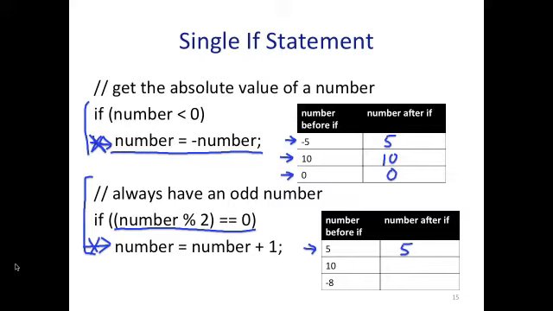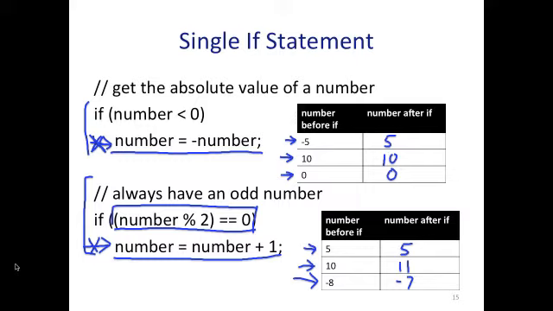If instead the number is 10, well then when we come in, 10 mod 2, or 10 divided by 2, its remainder is in fact 0, so we end up executing this statement and adding 1 to number, giving it 11. And finally, minus 8, you can divide negative numbers by 2. It still gives you a remainder of 0. Quotient is minus 4, remainder is 0, so the statement is true. And we add 1 to the number, thus getting minus 7.